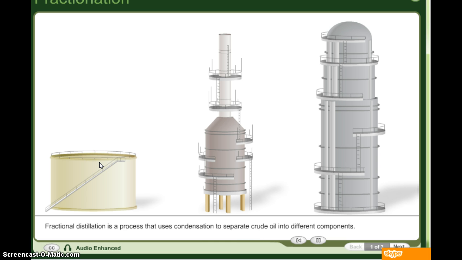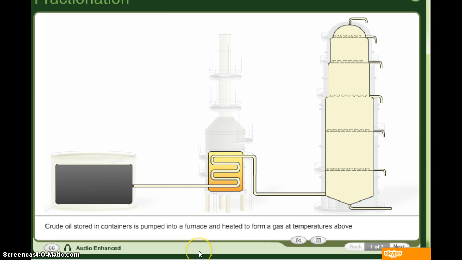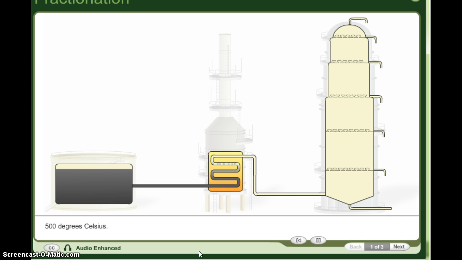Fractional distillation is a process that uses condensation to separate crude oil into different components. Crude oil, stored in containers, is pumped into a furnace and heated to form a gas at temperatures above 500 degrees Celsius. The gas moves to the bottom of the fractional distillation column.